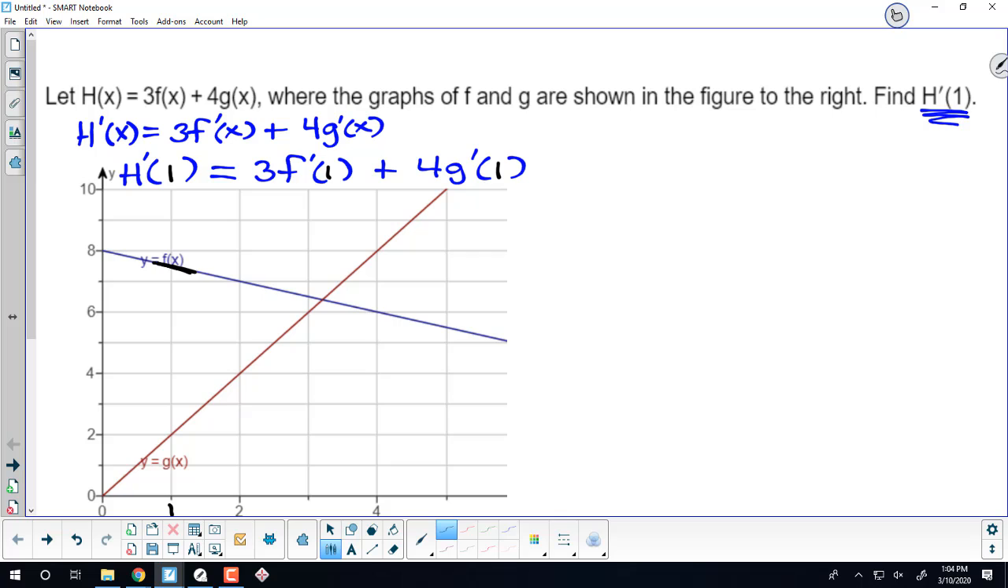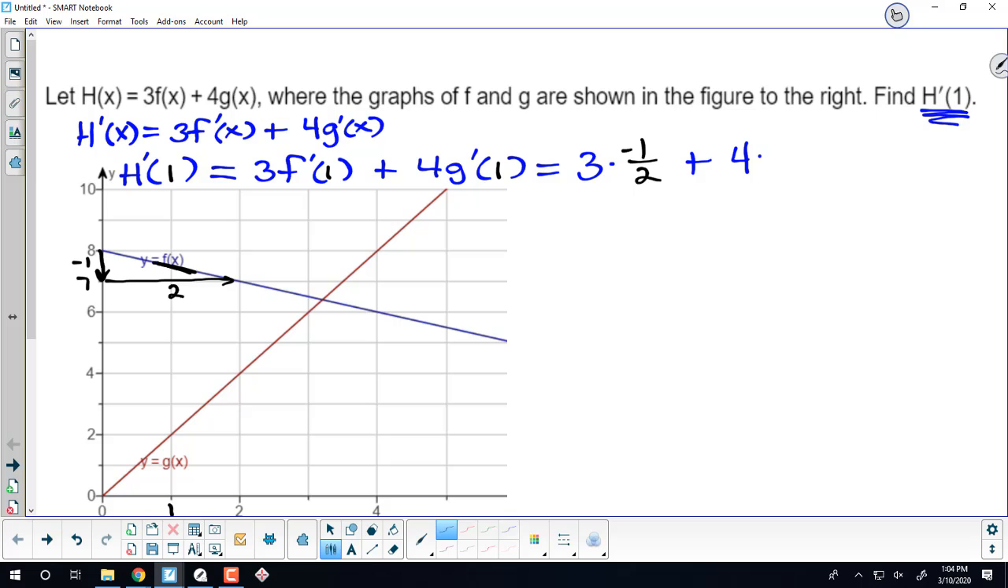So what do we have? We go down 1, to the right 2. So we have our rise over our run, negative 1 over 2. That means we've got 3 times the slope here at 1, which is negative 1/2, plus 4 times g prime.